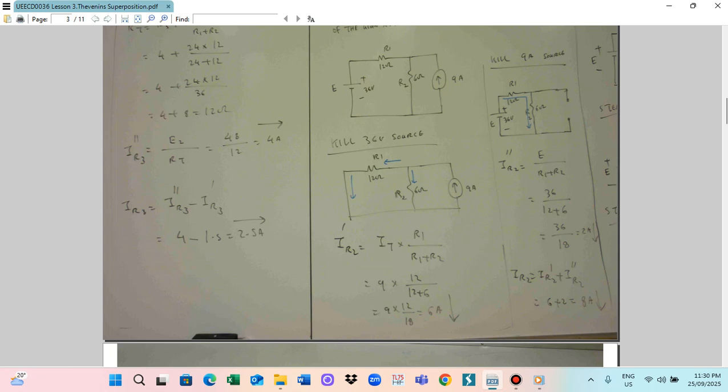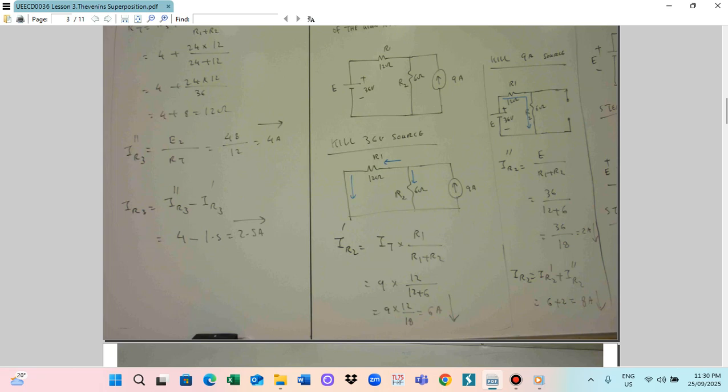So IR1, IR2. This is IR2 dash, and that way IR2 double dash. All currents are in the same direction, so you add. Therefore you can calculate IR2 is equal to IR2 dash plus IR2 double dash. So just 6 plus 2, you got 8 ampere. By this way, you can find the current.